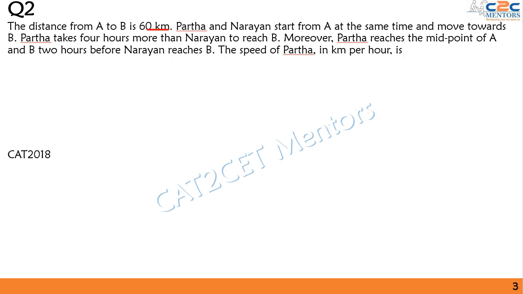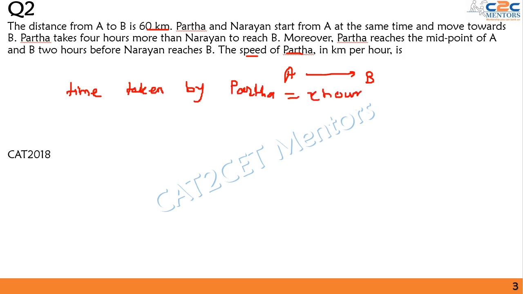Okay, the speed of Partha in km per hour is, okay, we are required to calculate the speed of Partha. Now this is a linear movement. Both of them have started from the same point, from A towards B. So no need of a diagram as such. Everything is very clear. Now if I assume that time taken by Partha is equal to x hours. Now we are provided that Partha takes 4 hours more, hence time taken by Narayan will be equal to x minus 4 hours. Is it clear till now?